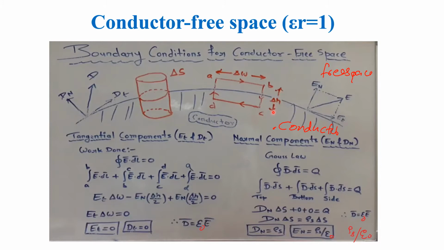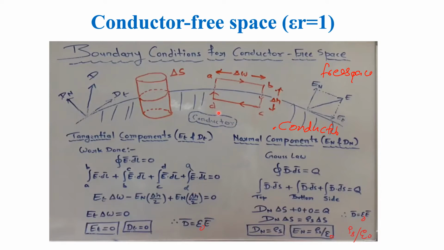That is why it is given as delta H by 2. And why is it negative? Because the normal component is outward, and this length B to C is downward, so cosine 180 will come. That is why there is a negative sign there. Plus the integral from C to D. That value is 0 because there is no electric field inside the conductor.